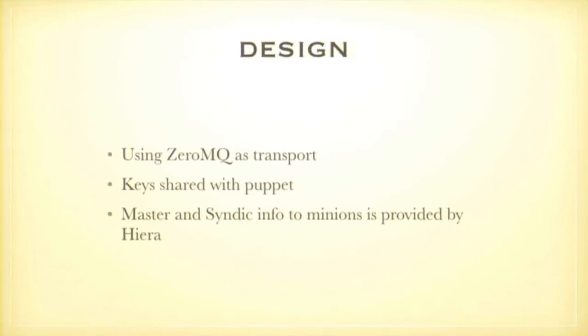We use the ZeroMQ transport, and keys are shared with Puppet. We use the same public keys as Puppet uses, so I don't have to do key management. It is already there with Puppet, and I use the same ones. The syndics and the masters all find out who my master of masters is, and all of that, through Puppet. It's really simple.